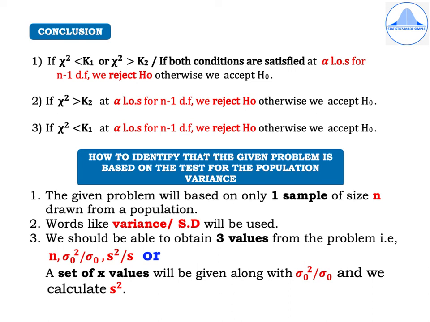Third, we should be able to obtain three values from the problem, that is n, then sigma naught square or sigma naught, and s square or s. Or a set of x values will be given along with sigma naught square or sigma naught, and we calculate s square.